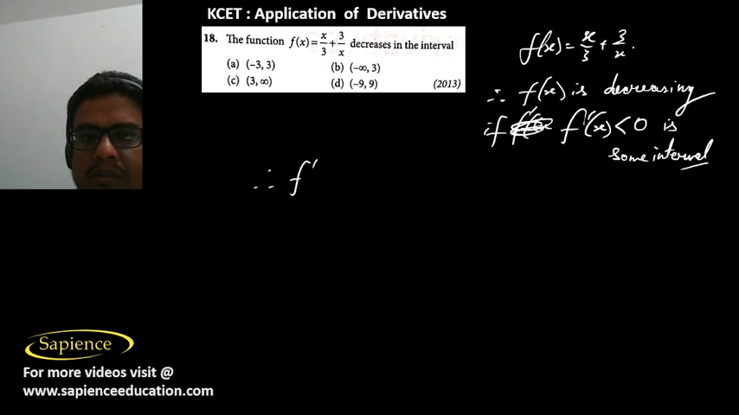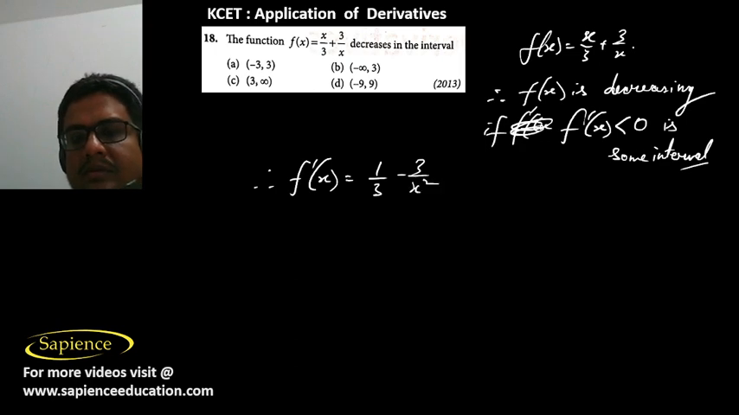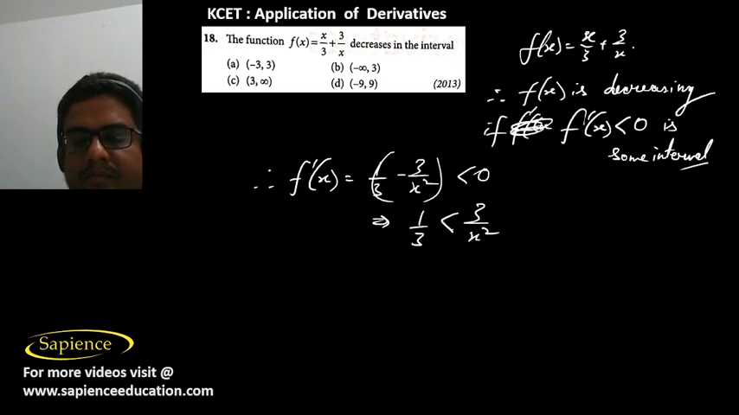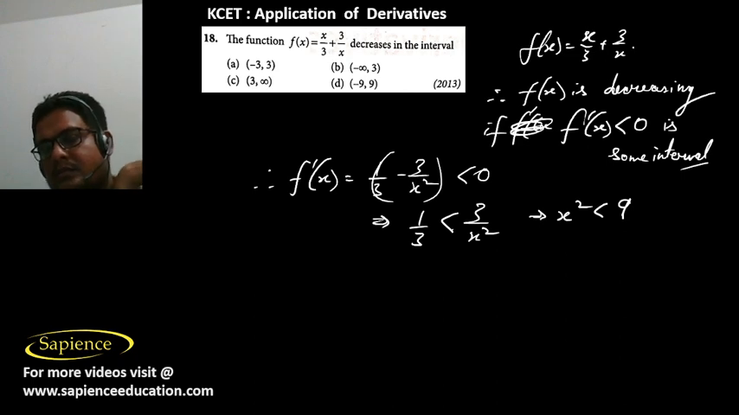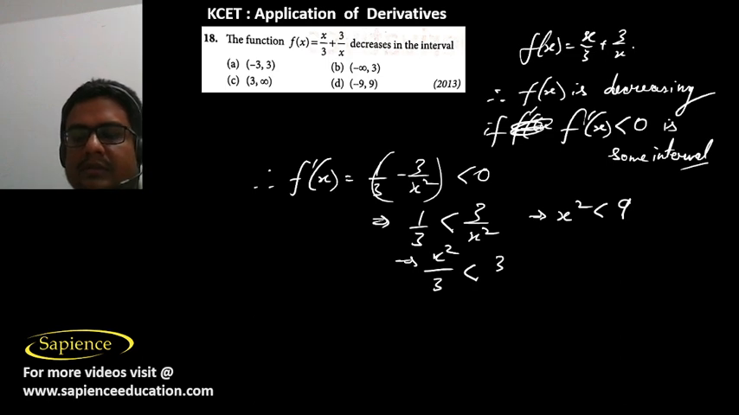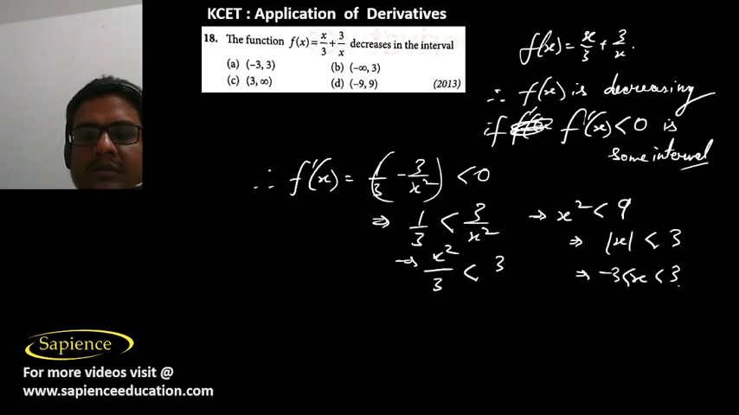So f dash x will be 1 by 3 minus 3 by x square, and that should be less than 0. That is, 1 by 3 should be less than 3 by x square, so x square should be less than 9. It means that mod x should be less than 3, that x should be from minus 3 to 3. So option A is the correct answer.